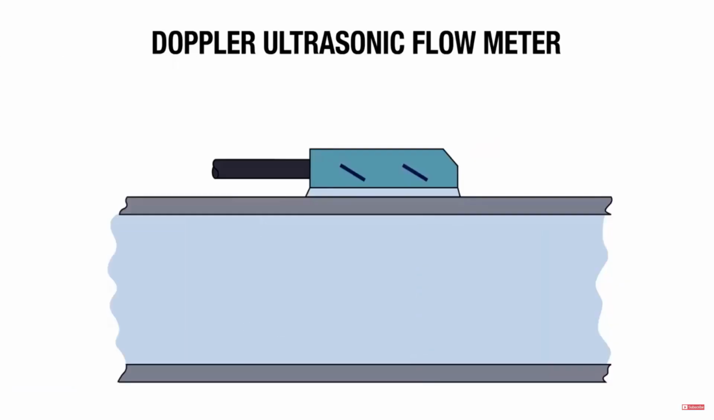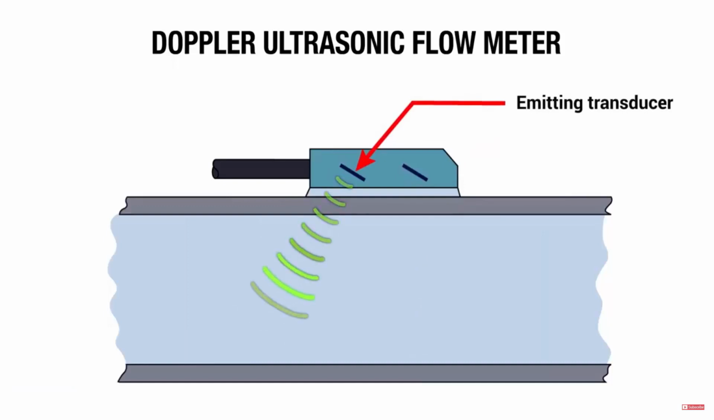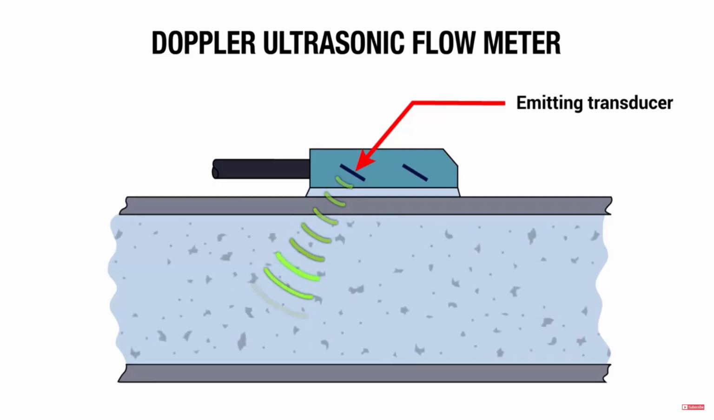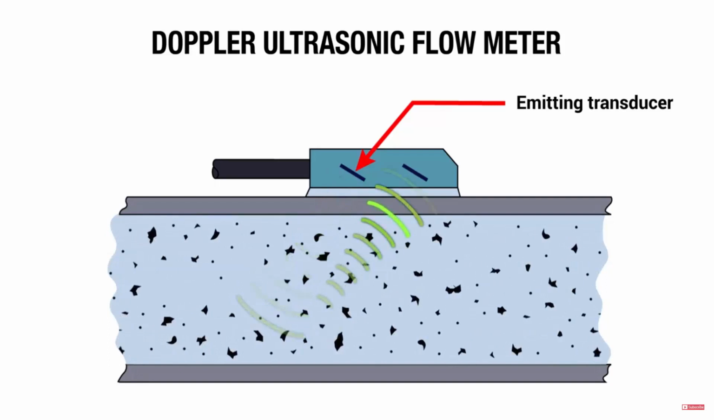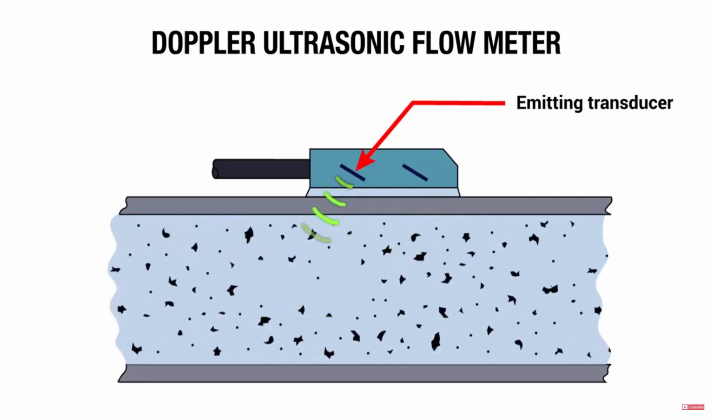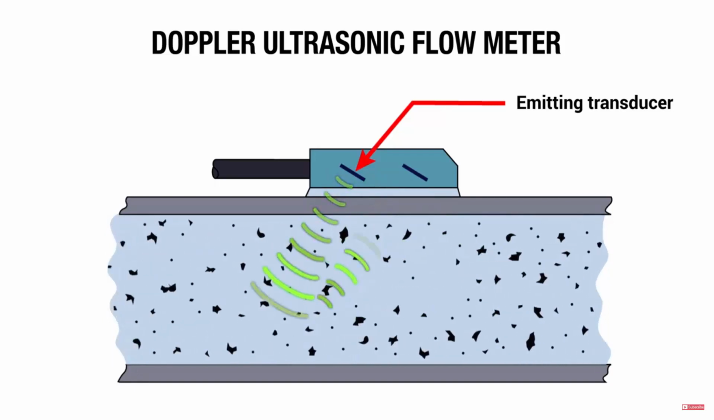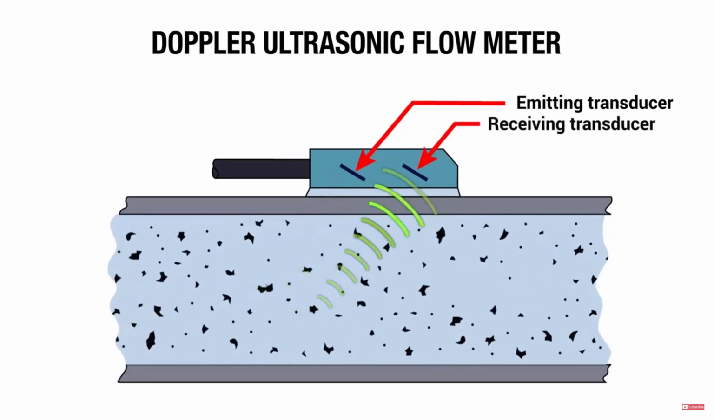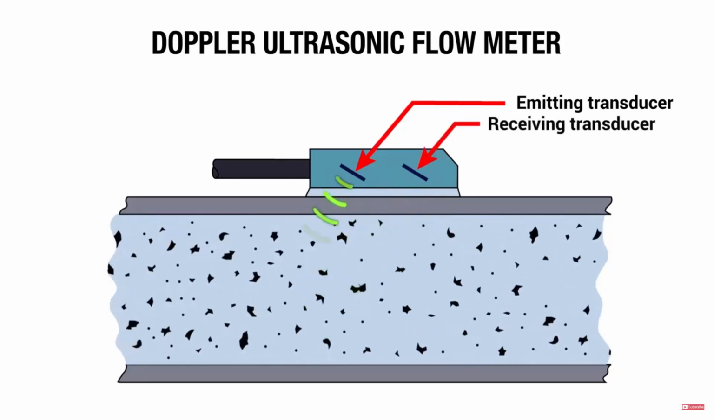Here's how. A Doppler ultrasonic flow meter uses a transducer to emit an ultrasonic beam into the stream of fluid flowing through a pipe. In order for a Doppler flow meter to operate, there must be solid particles or air bubbles moving through the stream that will reflect the ultrasonic beam. The motion of particles shifts the frequency of the beam, which is received by a second transducer. The frequency shift is linearly proportional to the flow rate.